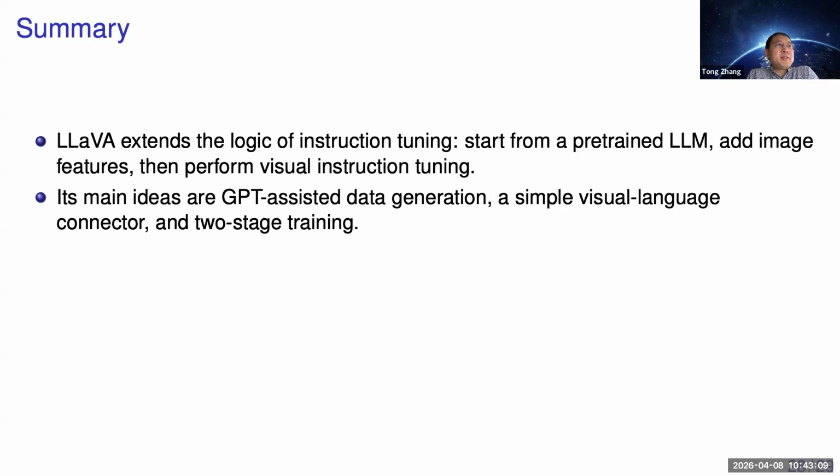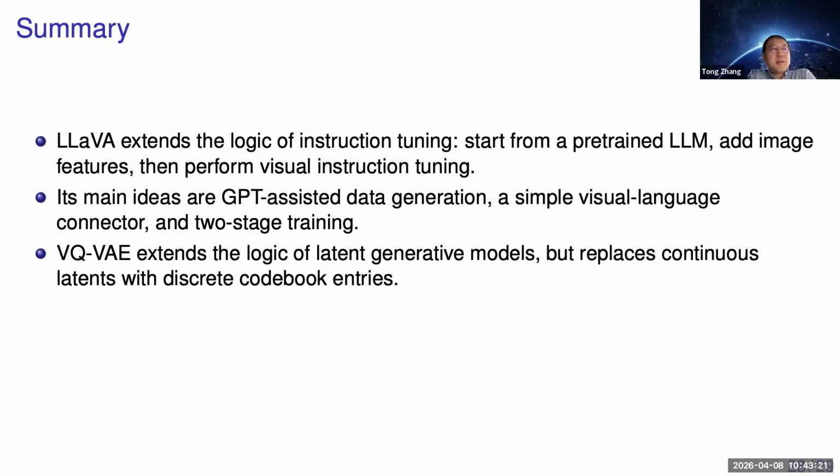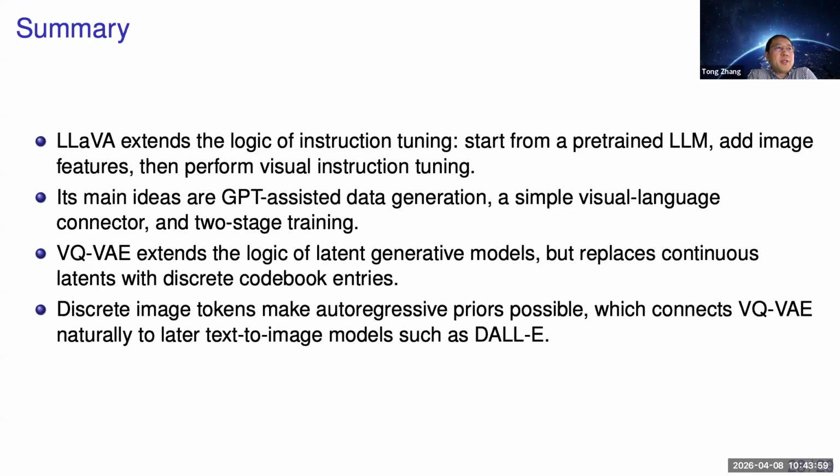The main ideas: GPT assists the data generation, which is where self-instruction is extended, plus the simple connector and the two-stage training, and then VQVAE. The idea is that you want discrete tokenization of your image, done by the VAE. You can do discretization with other methods too. This just gives you the idea. If you think about anything, you could try to discretize it and leverage even the CLIP space or other spaces, and do a similar thing. Discrete image tokens make autoregression possible, which connects to text-to-image. So basically, this is how it works.